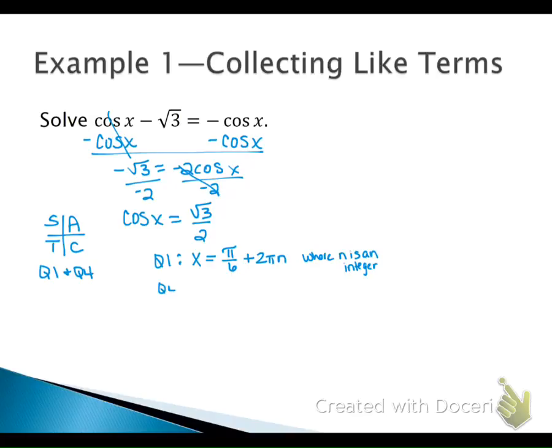Alright, then in quadrant 4, look and see where your x value is square root of 3 over 2, and you'll find that that angle is at 11 pi over 6. And then the same thing, we can keep going round and round in circles, so we're going to put plus 2 pi n in. And those are my two answers for that one.